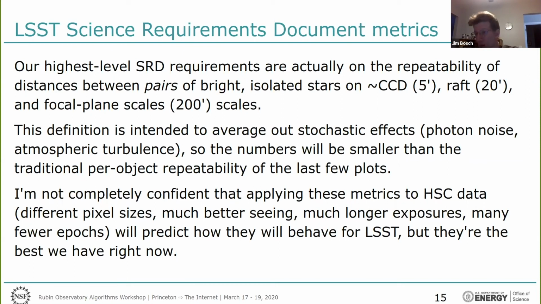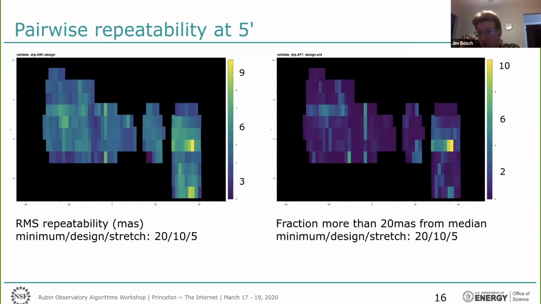We of course are only applying these to HSC data right now. It has different pixel sizes, much better seeing, much longer exposures, many fewer epochs. So I'm not at all confident that these numbers will translate directly for LSST, but they're the best way we can measure these things in the absence of actual LSST data. And according to these, we're actually hitting these metrics pretty well.